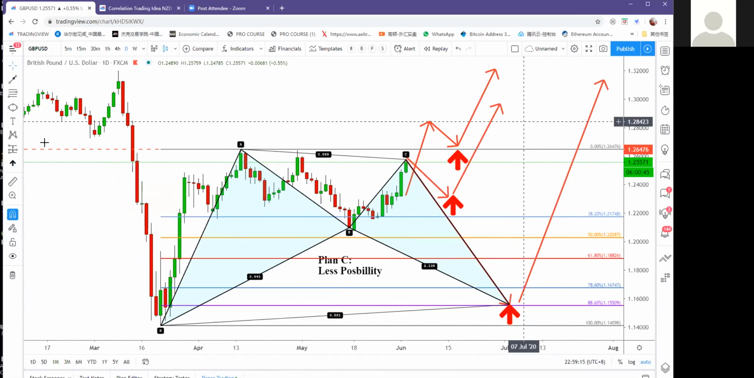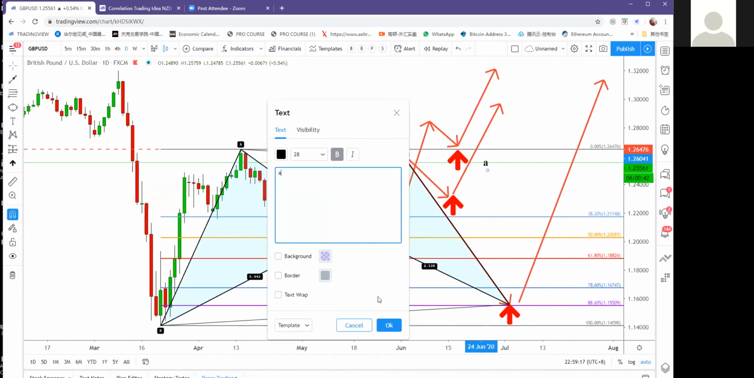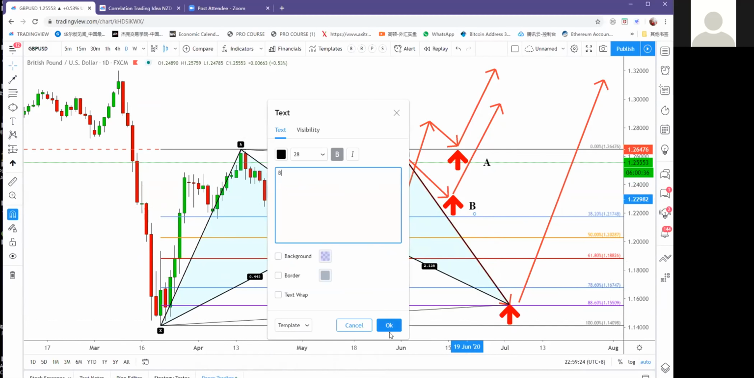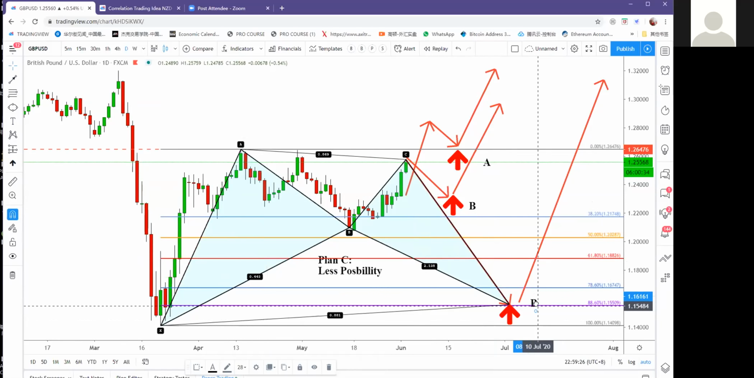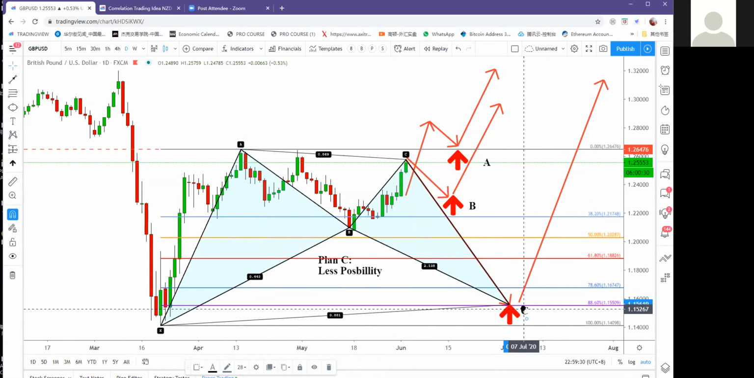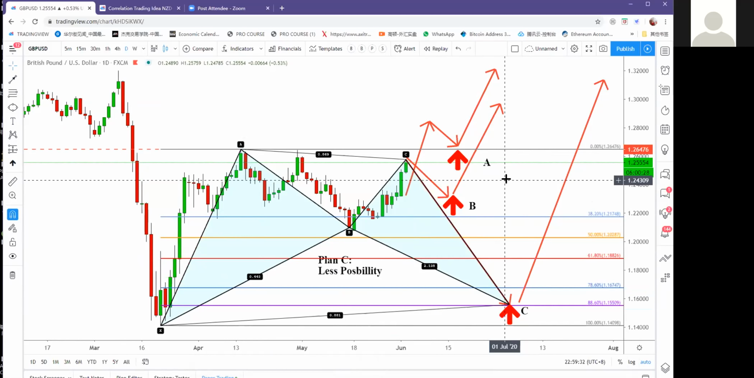So plan A and plan B and plan C. Instantly I can draw the 3 scenarios for you, and now it's up to your choice to determine which one you want to go.